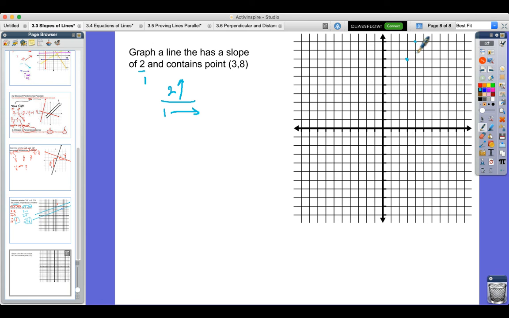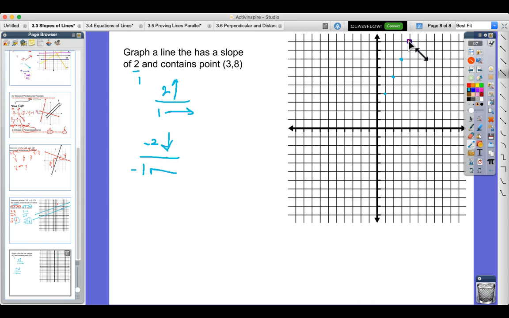Now here's the thing. This is why I include this. On my graph, I'm out of space. But I can also do it backwards. I can also go down 2. I can go negative 2 as long as I go negative 1, because negative 2 over negative 1 reduces to 2 over 1. So we can go down 2 as long as we go back 1. And so on and so forth. So when I graph this line, it looks nice and pretty like that. That's our line.